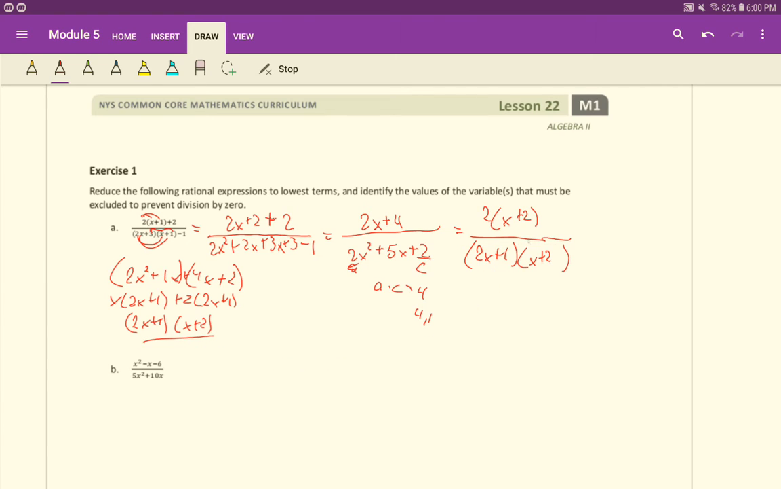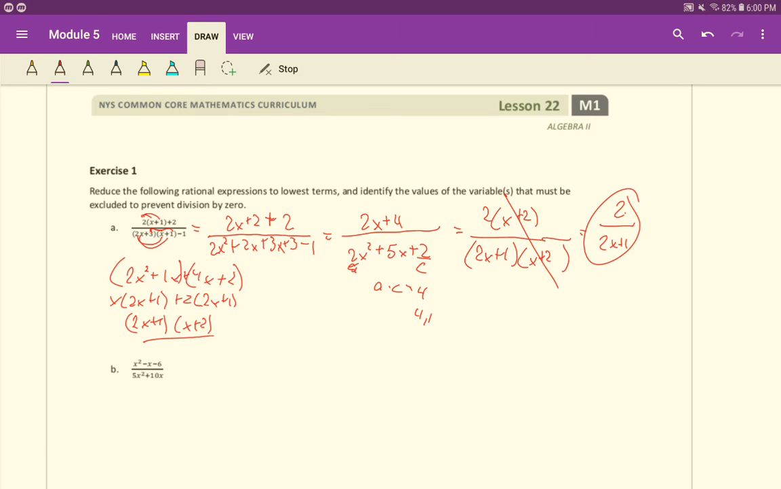Now you can see something in common, right? What can we cancel out? The x plus 2's. And so our final answer then would be 2 over 2x plus 1. Again, don't cancel these 2's out. We can't do that because it's 2x plus 1. So that plus 1 doesn't allow us to cancel out these 2's here. We have to stop here.